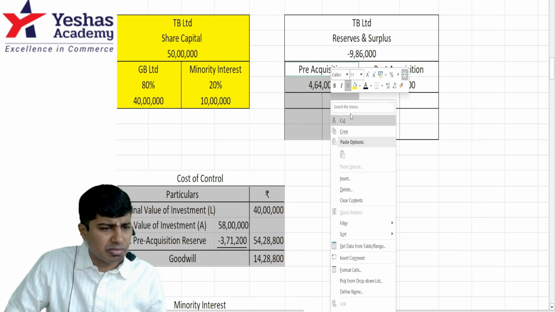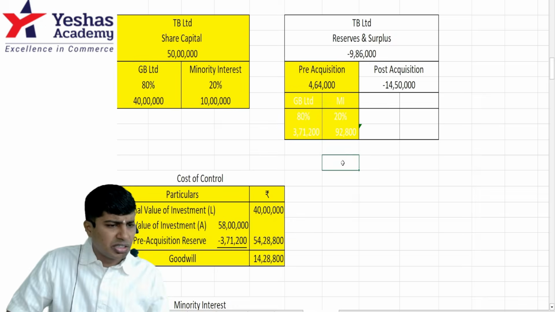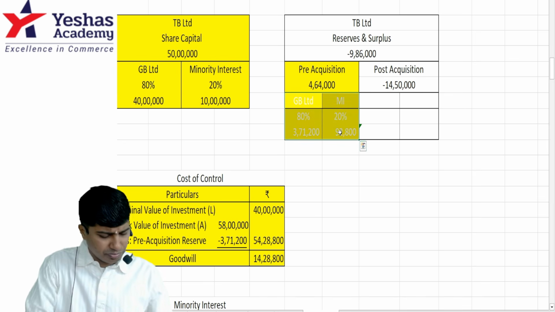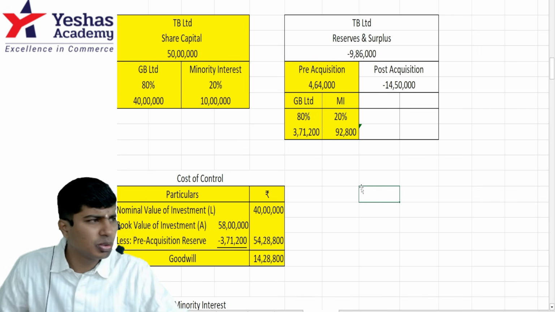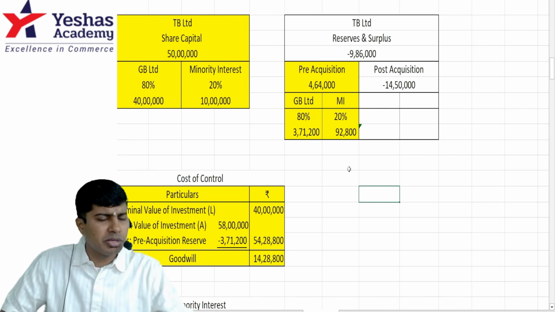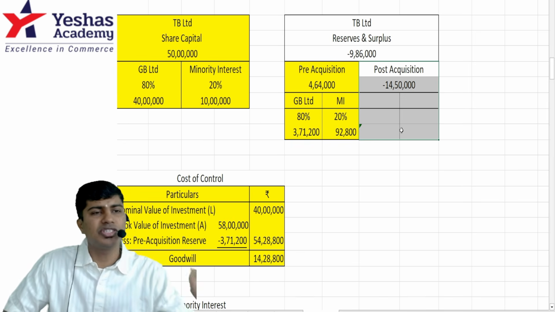This is the same as what we had done. Share, pre-acquisition, between holding and minority. Same. In fact, you don't have to do this. You can skip this much. What is new? This much is new.